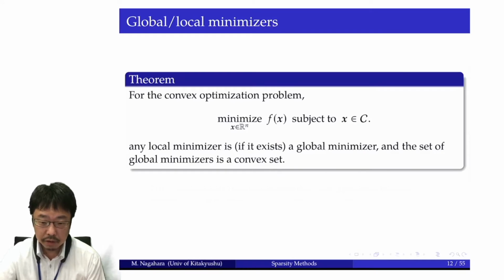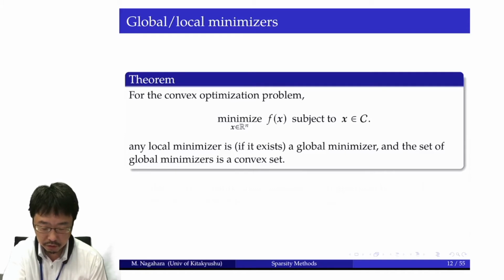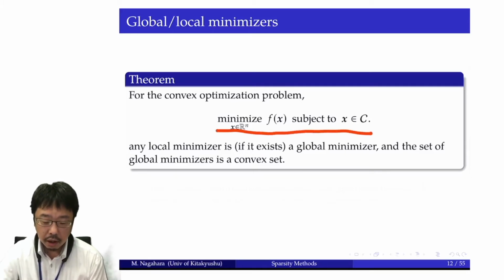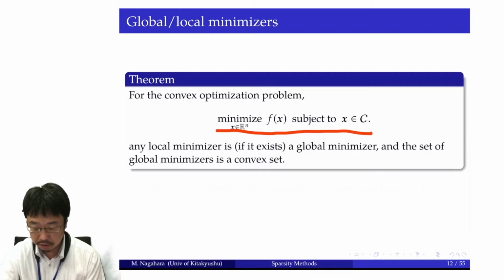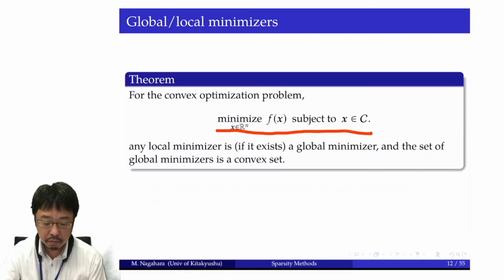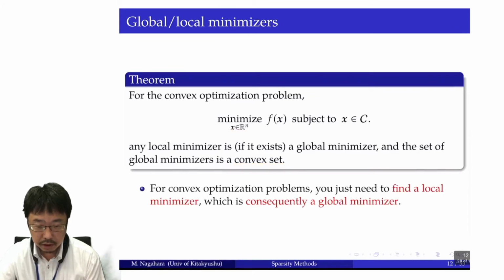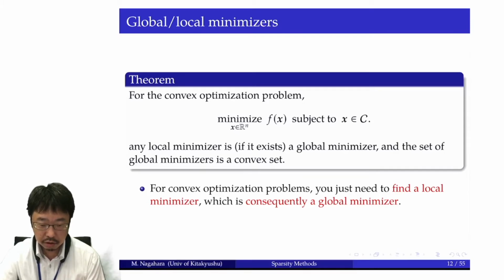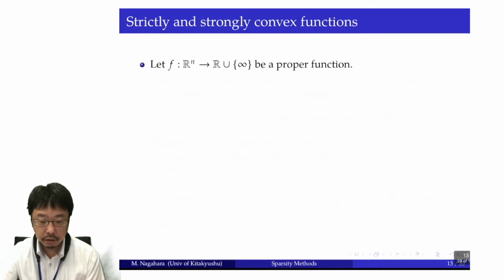For convex optimization, we have the following theorem. For the convex optimization problem given by this, any local minimizer is, if it exists, a global minimizer, and the set of global minimizers is a convex set. From this theorem, for convex optimization problems, you just need to find a local minimizer, which is consequently a global minimizer. Here, we look into convex functions more precisely.